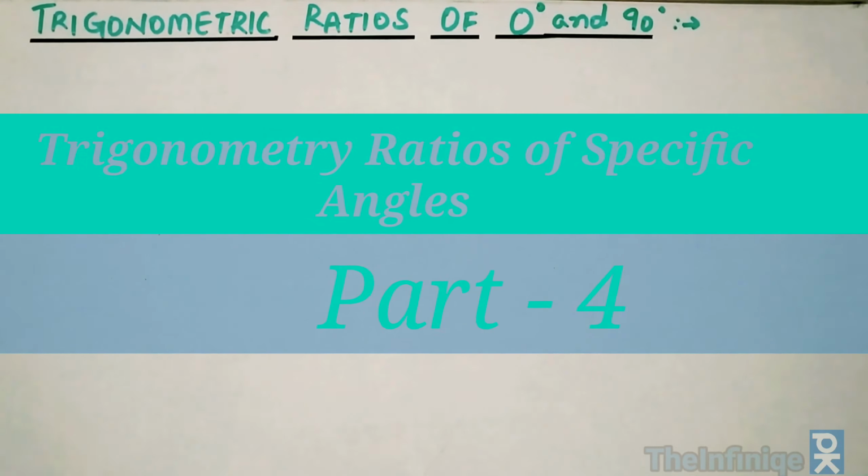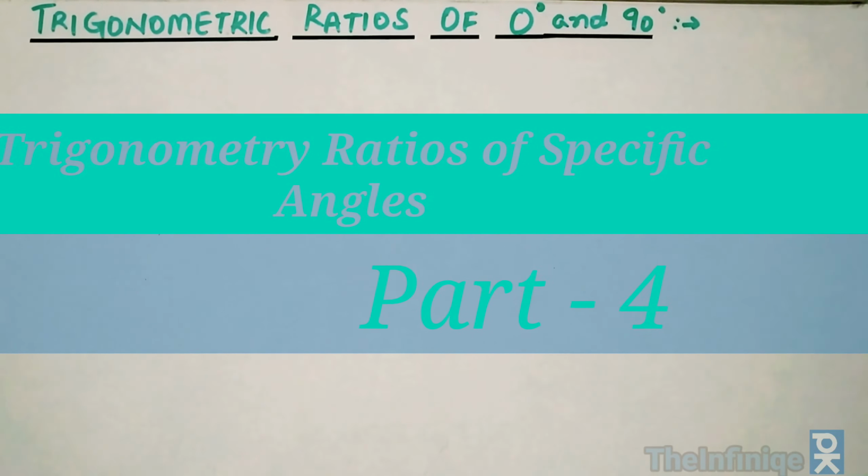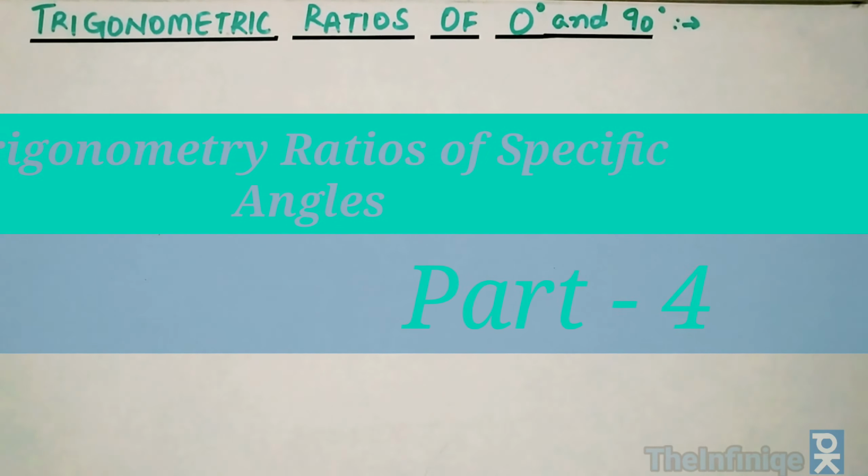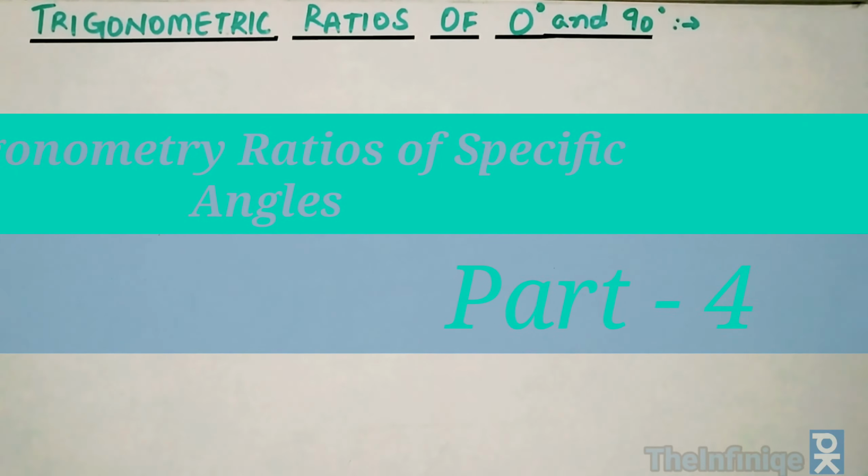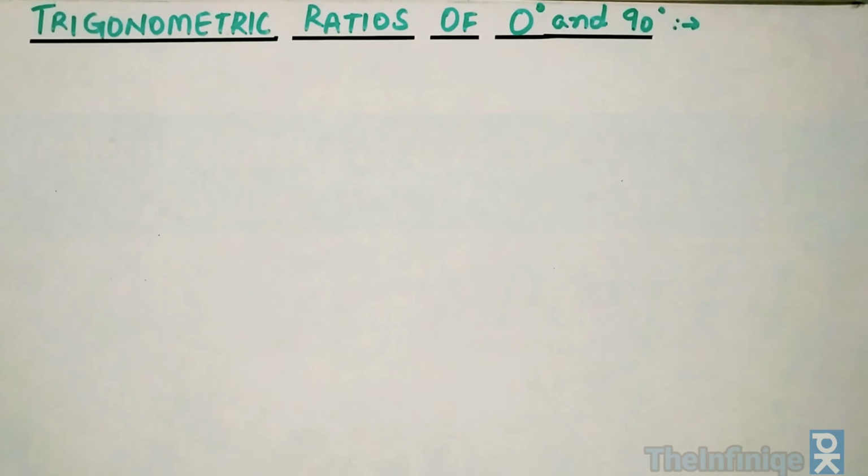Today it would be the last video on this topic, that is trigonometric ratios of 0 degree and 90 degree. But this doesn't mean trigonometry ends here. It is a very vast topic and we will discuss it one by one in my upcoming videos in detail.